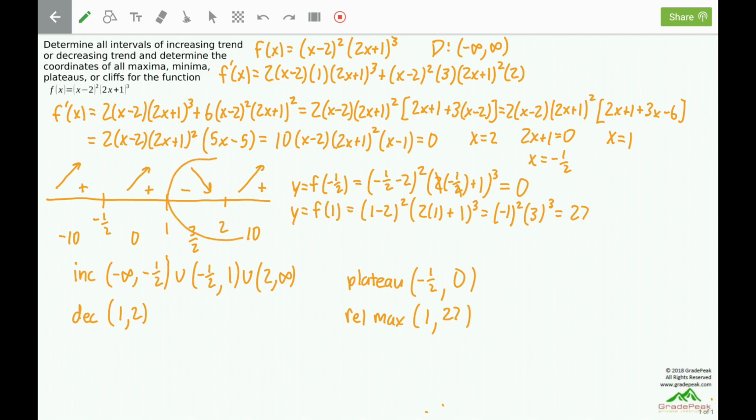And then right at the critical number of 2, we have a trend change from decreasing to increasing. That'll make 2 a relative min. It has an x-coordinate of 2, and it has a corresponding y-coordinate, which can be found by plugging 2 into the original function. And that'll be 2 minus 2 squared times 2 times 2 plus 1, and then quantity cubed. Well, nicely, 2 minus 2 here is a 0, and a 0 squared 0 times the rest will be a 0, so that will be a 0. We have a relative min at 2 comma 0.